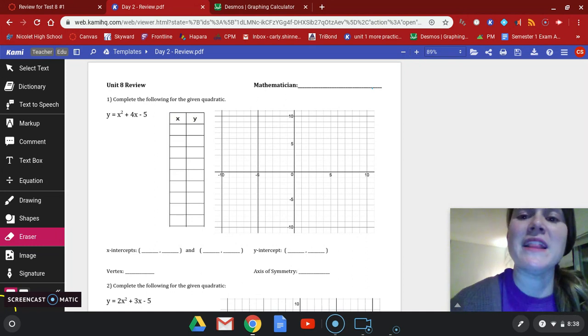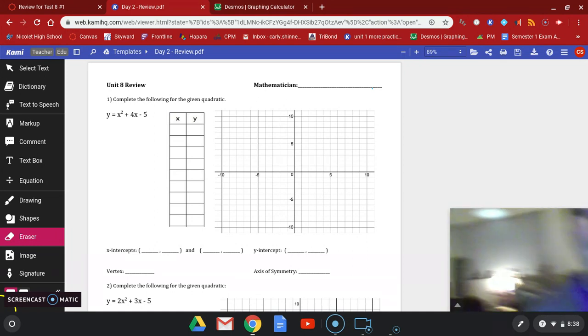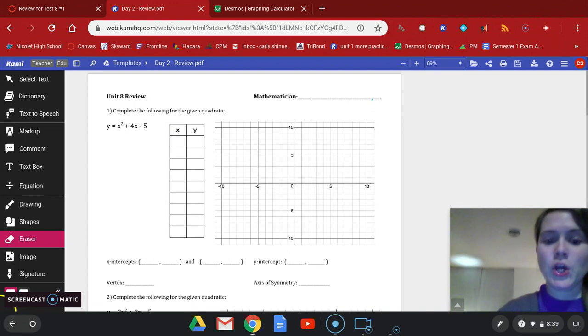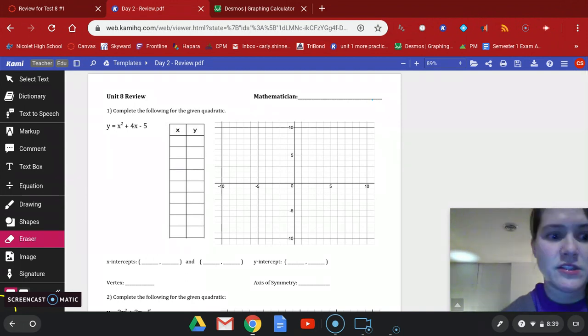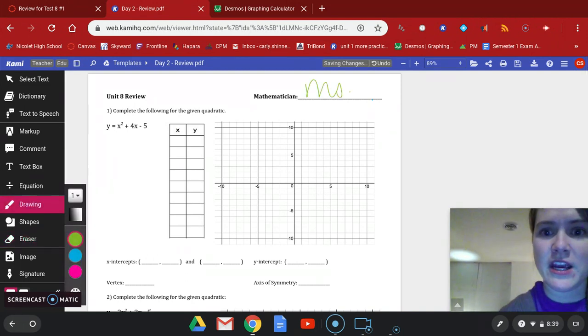So let's get started here. Write your name in the upper corner here. So I'm going to write Miss Shinners here.